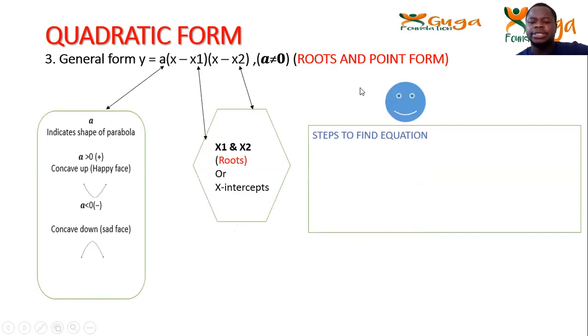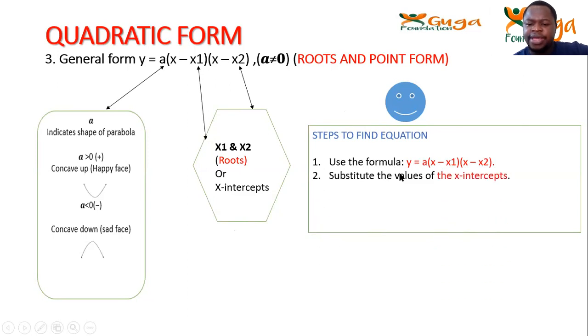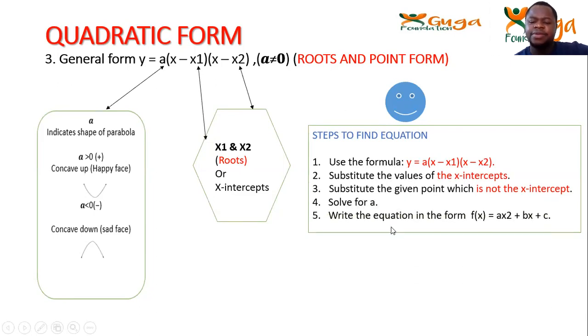Now, steps. How do you find the equation of this form? Use the formula y equals a(x minus x1)(x minus x2). Then substitute the values of the x-intercepts here, x1 and x2. Okay, simple. Substitute the given point, which is not an x-intercept. So you just substitute any other point. Please don't use the x-intercept, any other point. And then you solve for a. Then you write your equation in the form f(x) equals ax squared plus bx plus c, because this is a quadratic function. So mostly I will advise you to leave your final answer in the quadratic form.